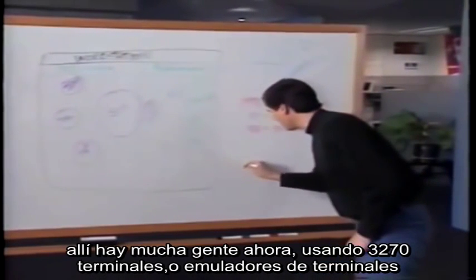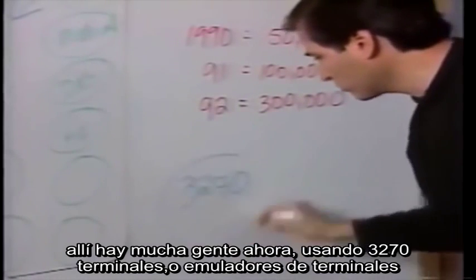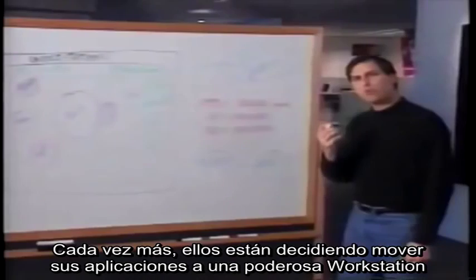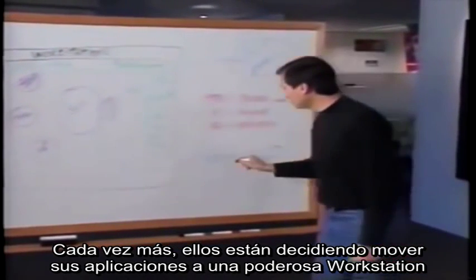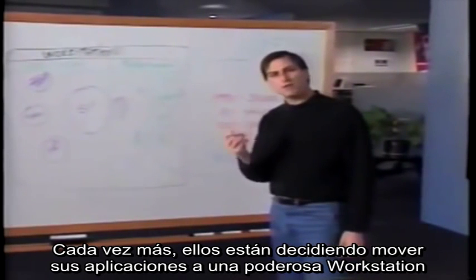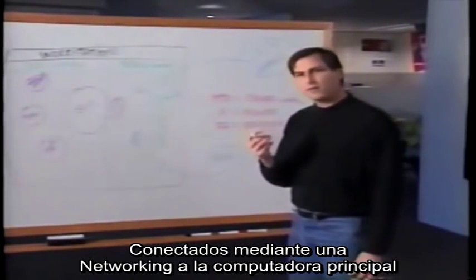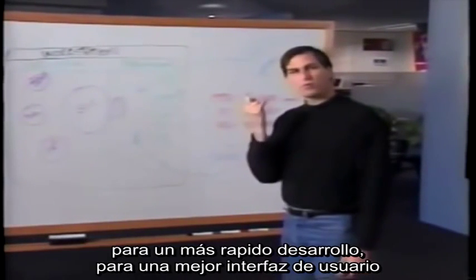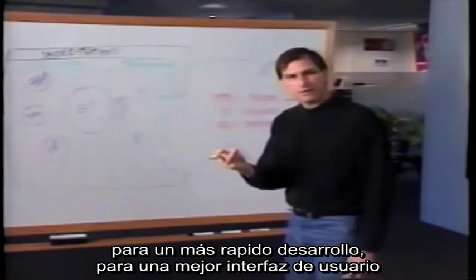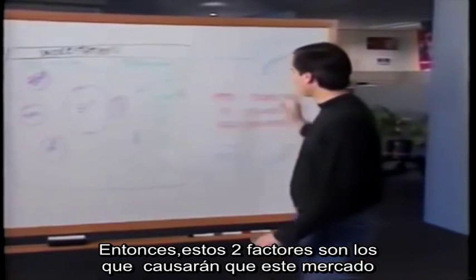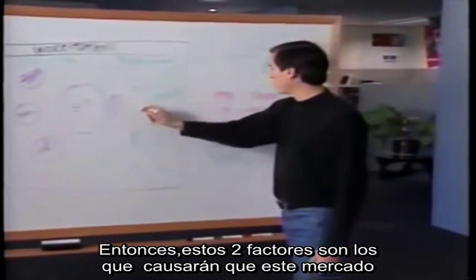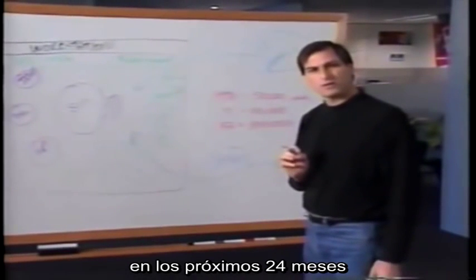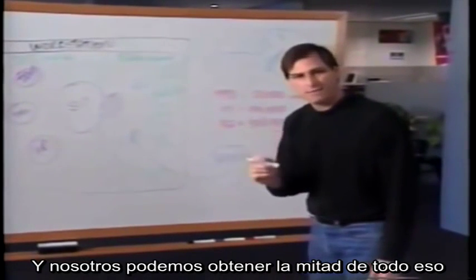There's a lot of people now using 3270 terminals or terminal emulators hooked up to a mainframe for database-driven applications. More and more, they are deciding to move their applications onto a powerful desktop workstation connected via networking to the mainframe so that they can get the application out of the mainframe and onto the desktop for more rapid development, for better user interface, and for better economics. So these two factors are what's going to cause this market to increase almost an order of magnitude in size over the next 24 months. And we can get half of it.